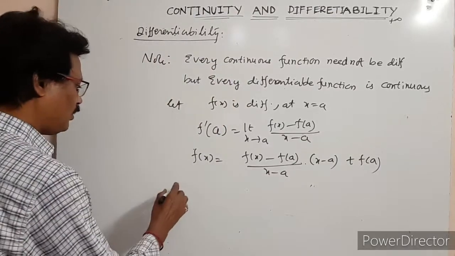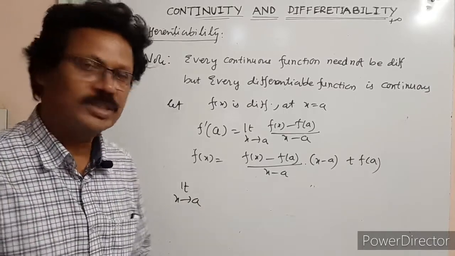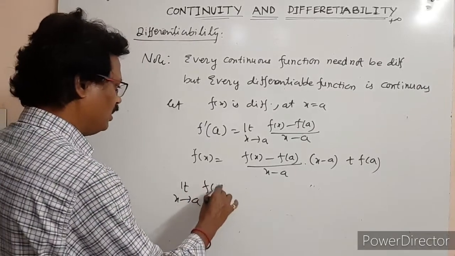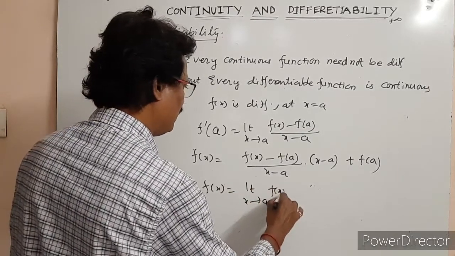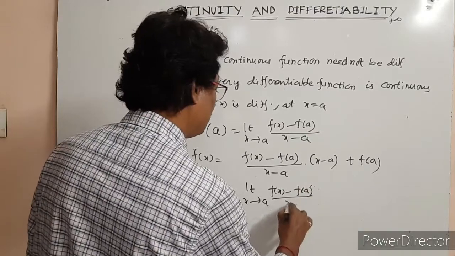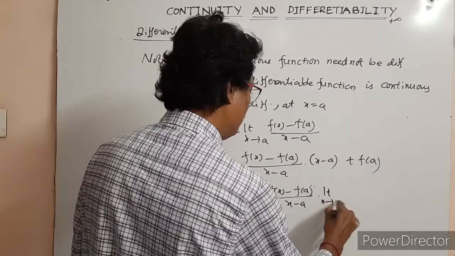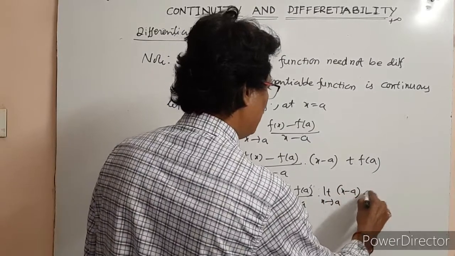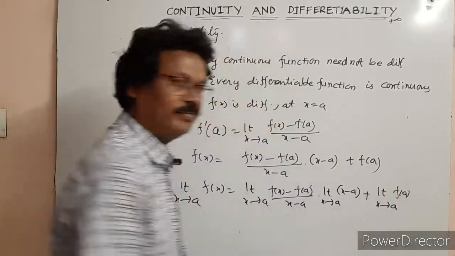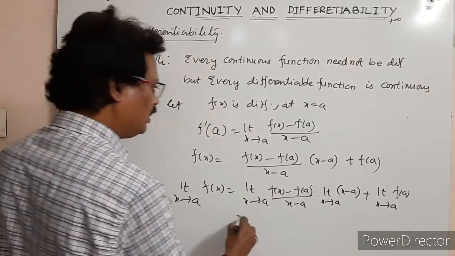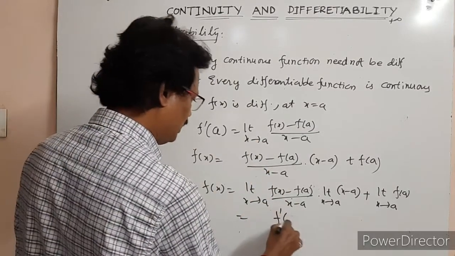Now here let us apply the limit x tending to a. The limit of f(x) is equal to the limit of [(f(x) − f(a))/(x − a)] into the limit of (x − a) separately, plus the limit of f(a). Now here this limit we already know is f'(a). Why? Because they are telling it is differentiable. This is f'(a).